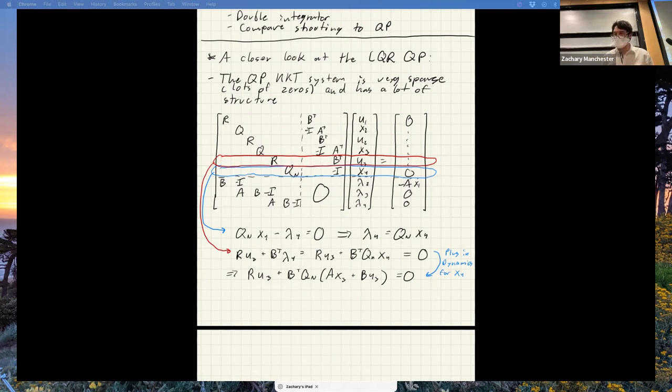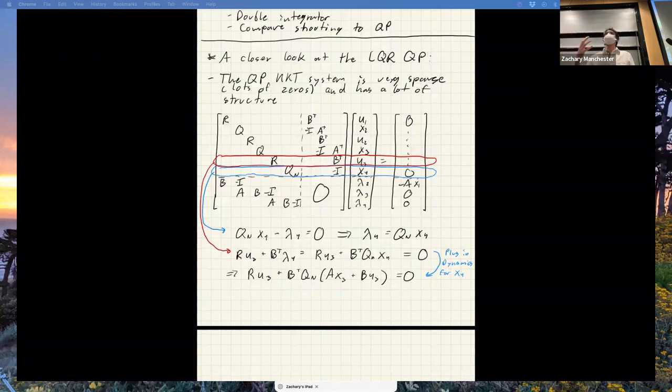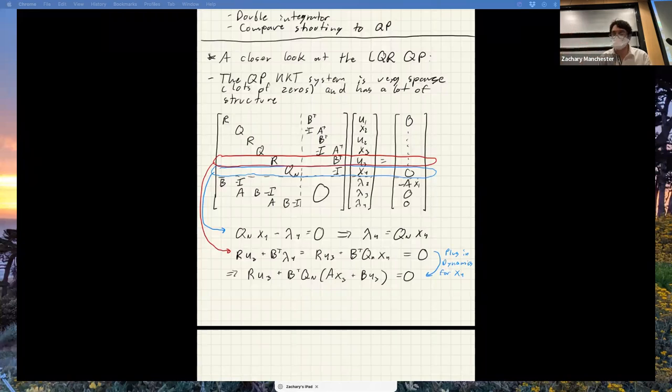Now, from that row, all that's in that equation now is X3 and U3, right? So I can massage that equation around and solve for U3 as a function of X3. So if I do that, I get the following thing. Cool. And we're going to call this giant matrix in front of the X3 K. I'm going to call this K3 because we're at time index 3.